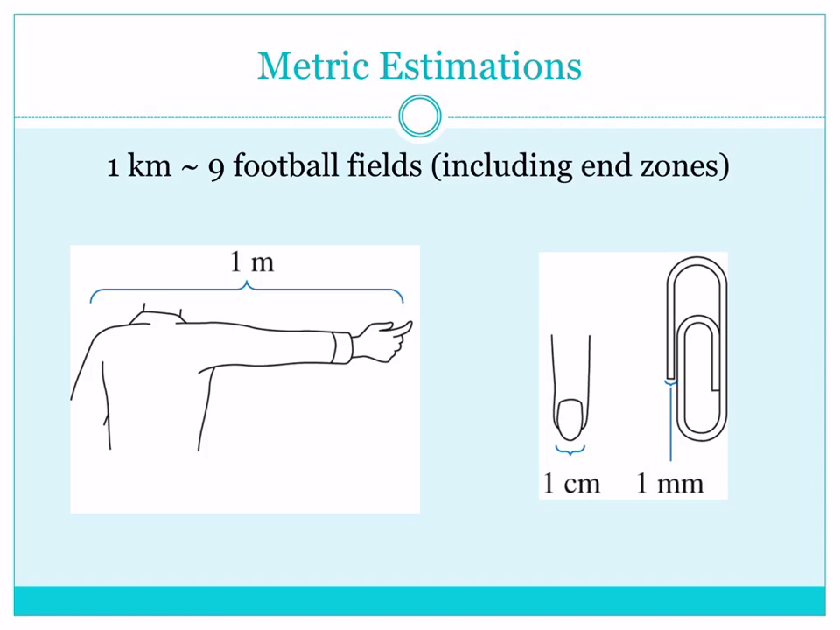Okay, have you guys been to a football game somewhere in your life? So you have an image of what a football field looks like. If you ran 9 of those, you'd have run a kilometer. A meter will be, and again, these are approximates, from the tip of your finger to your opposite shoulder, about a meter.